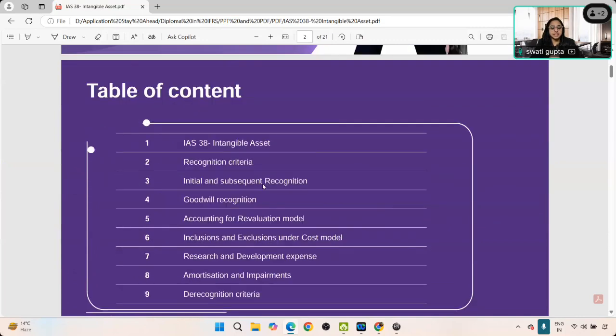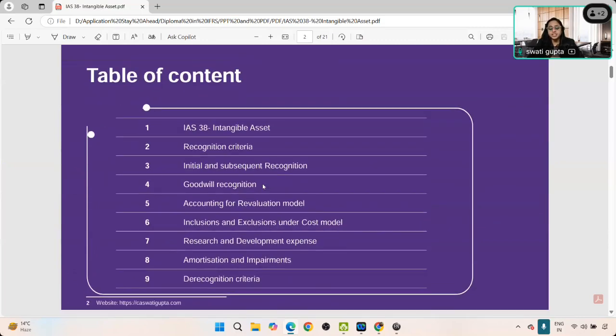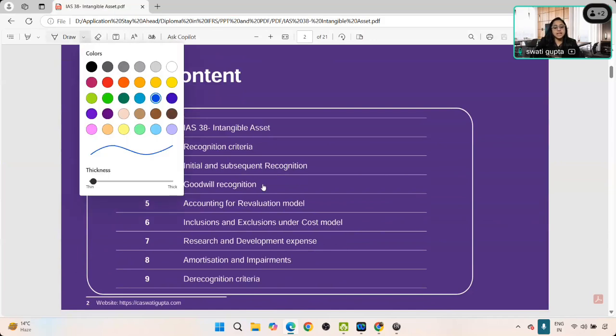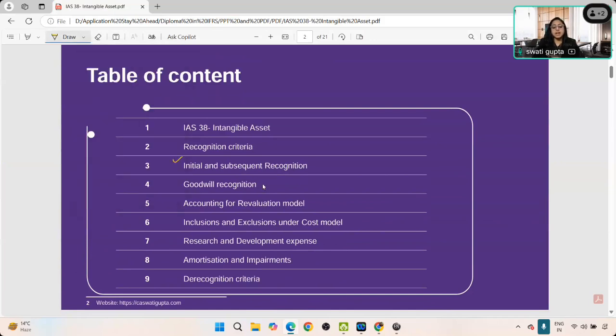IAS 38. We'll be talking about its definition and recognition criteria. Then how you recognize it at the initial time and subsequently afterwards. Then goodwill recognition: how do you recognize goodwill in your books of account? Accounting for the revaluation model: in case revaluation is done, how do you adjust the fair value?